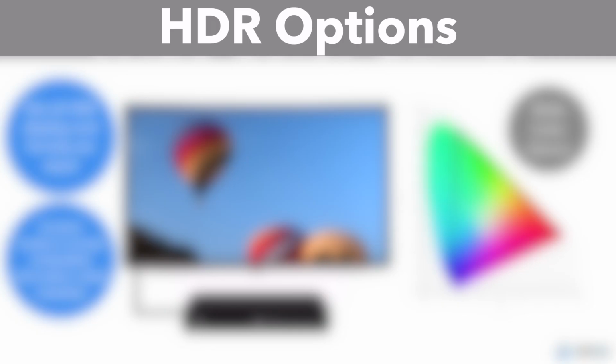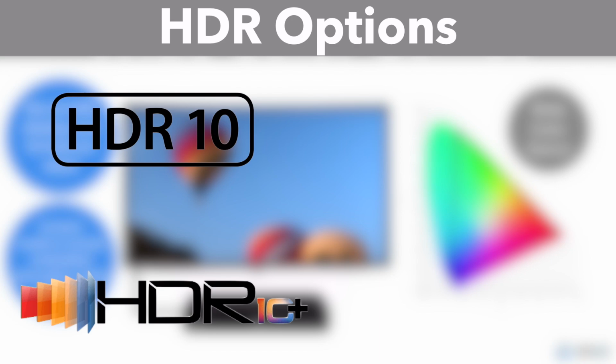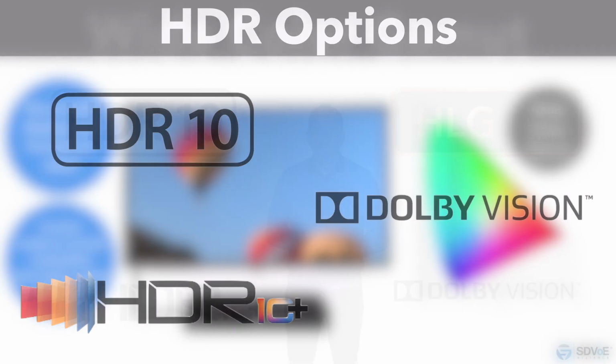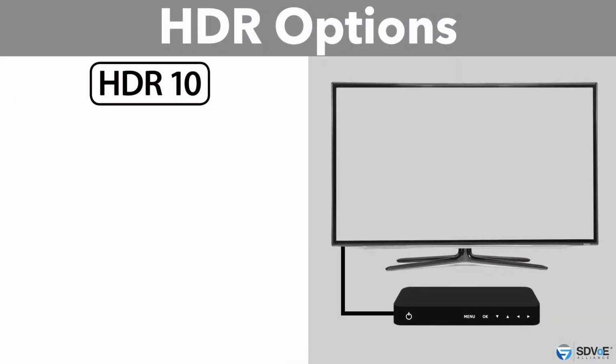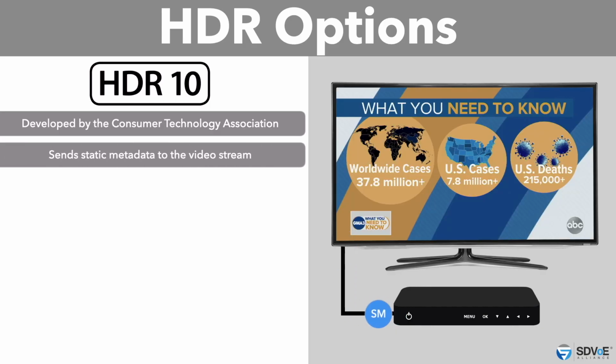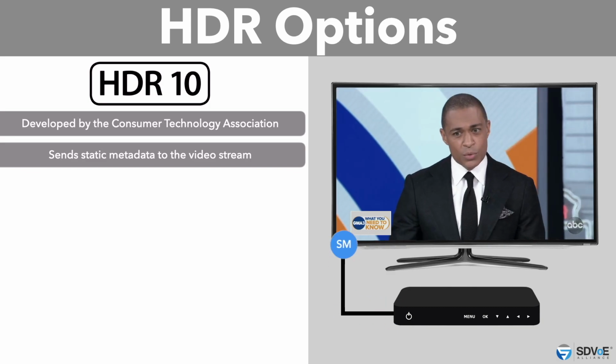HDR itself is managed in a number of different ways. HDR10, HDR10 Plus, and Dolby Vision. Now, these all work in similar ways by increasing the contrast and colours. However, they do behave differently. HDR10 is a popular and simple HDR format developed by the Consumer Technology Association. The HDR10 standard sends static metadata to the display, enabling the display to calibrate its picture based on overall characteristics of the video stream.